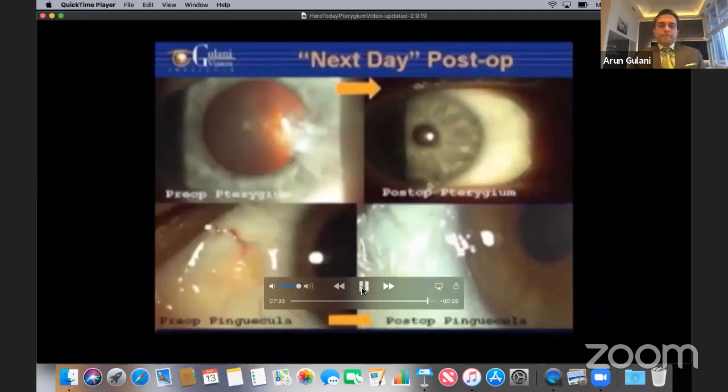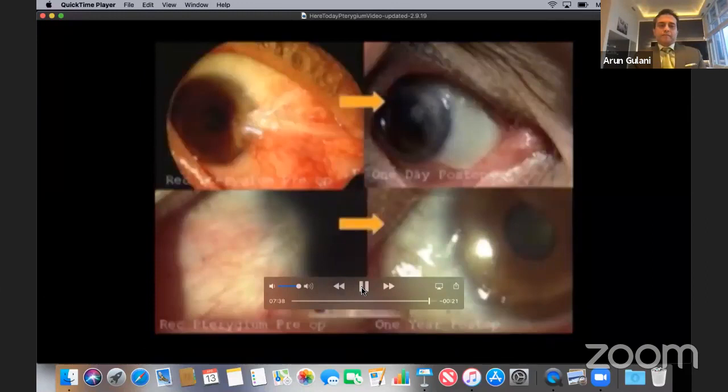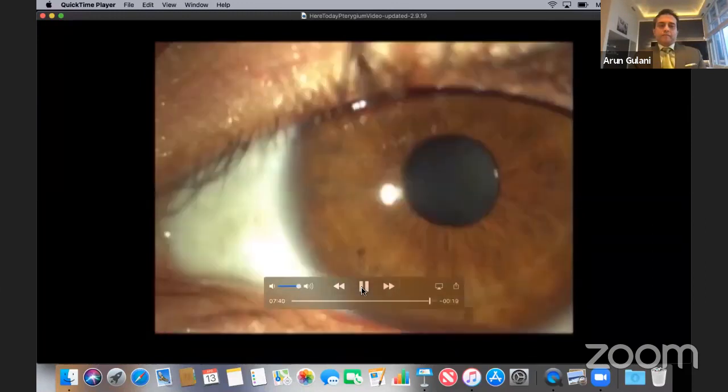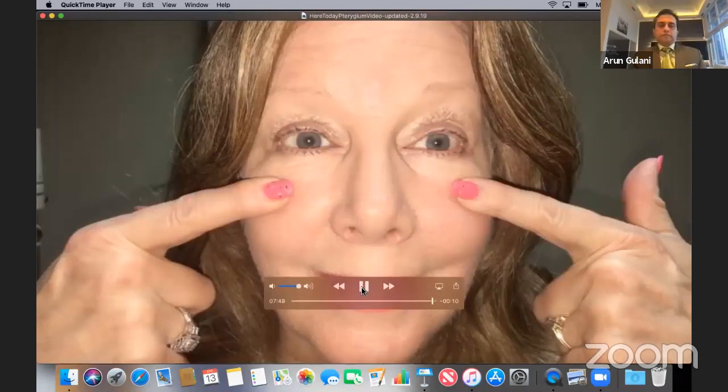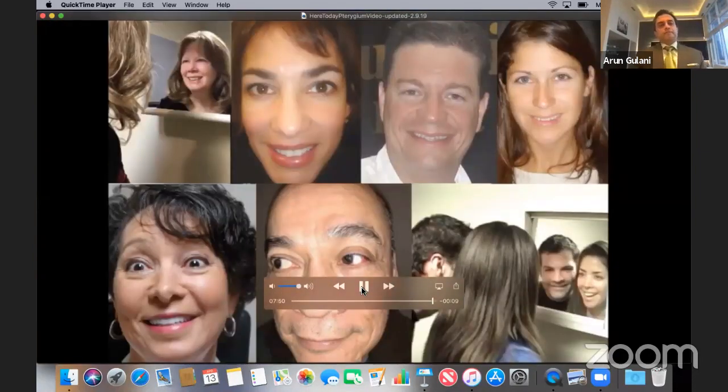Whether it's a pinguecula, early pterygium, or aggressive, recurrent pterygiums, a consistent next day outcome has been achieved with long-term follow-up. Patients of all ages, race and sex have experienced these consistent outcomes of here today, gone tomorrow.